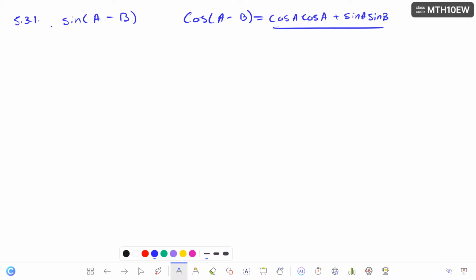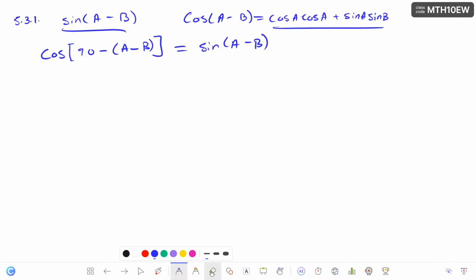So okay, we know using the cofunction, cos 90 minus A minus B is going to give us this answer straight. It's going to give us sin A minus B. But here we are not solving this one. We want to solve this one using this. So, okay.